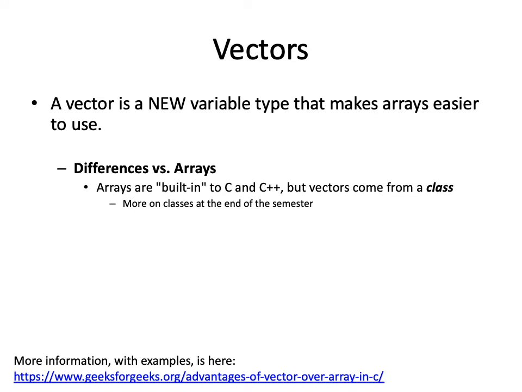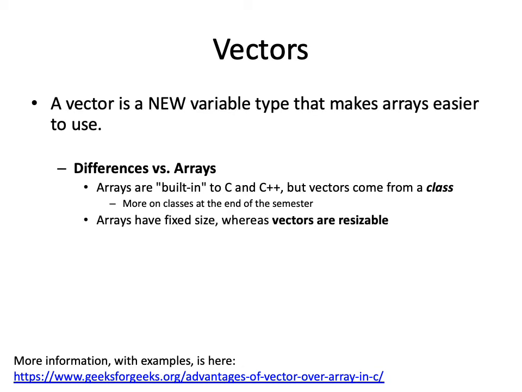Arrays are built into C and C++, and we know how to use them now. But vectors come from a class, which means that they can contain extra data as well. We'll talk more about what a class is and what it means to be a class on one slide later in this lecture, but then also in more detail towards the end of the semester.